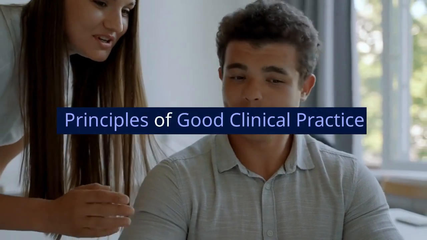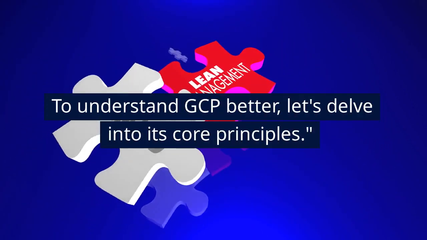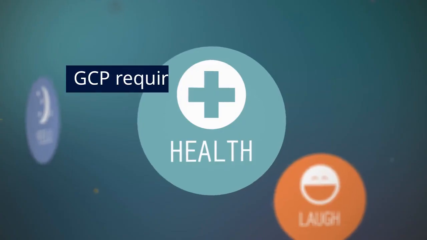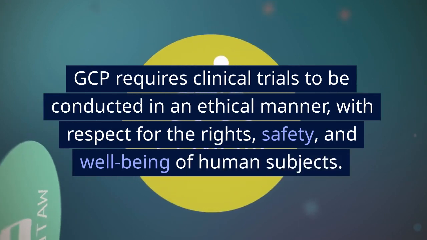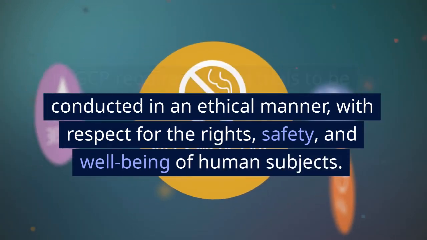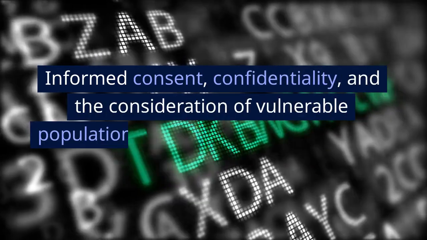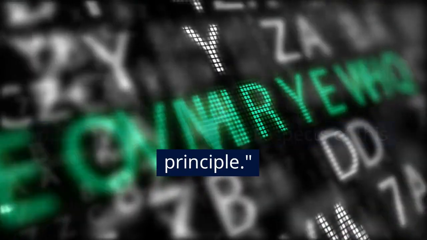Principles of good clinical practice. To understand GCP better, let's delve into its core principles. Principle 1. Ethical conduct. GCP requires clinical trials to be conducted in an ethical manner, with respect for the rights, safety, and well-being of human subjects. Informed consent, confidentiality, and the consideration of vulnerable populations are essential aspects of this principle.